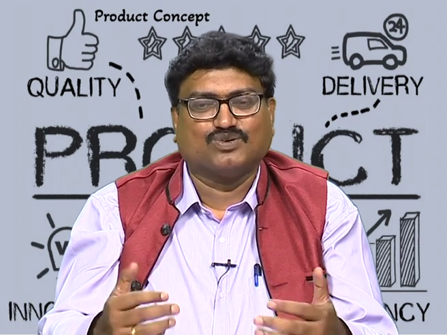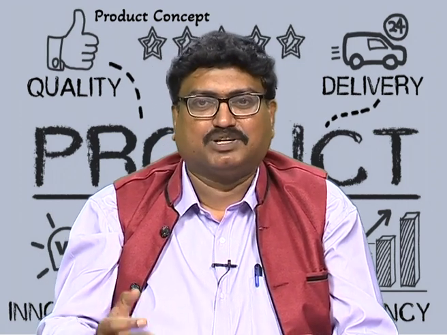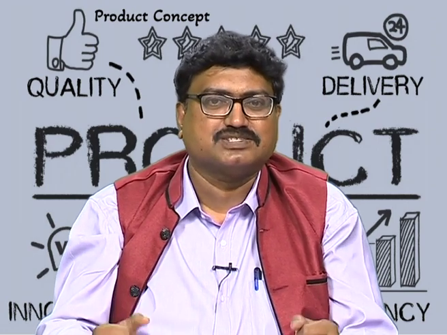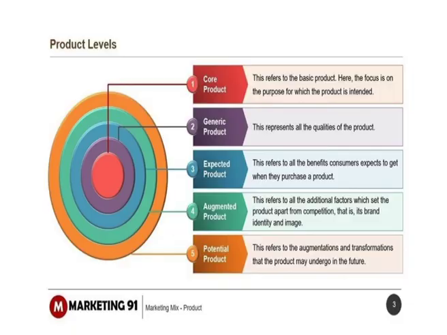And this is something which goes about with a potential product, wherein there is a need, but the product doesn't exist in the market and someone is working on it. So we said what product levels are. At the core, you have the core product, generic, expected, augmented, and potential. So these are the 5 levels that are there in the product.